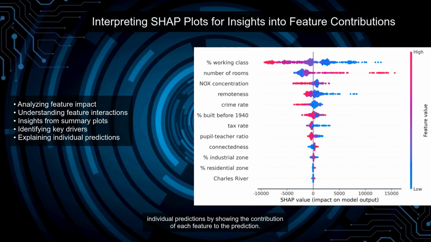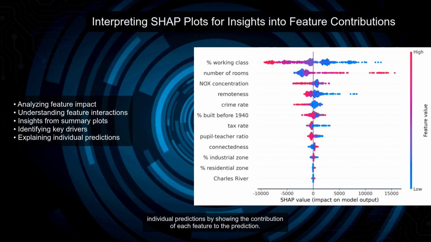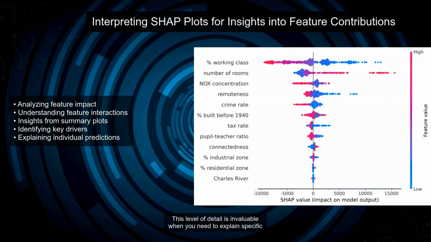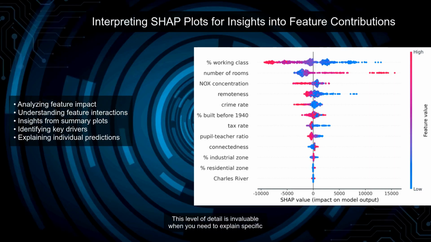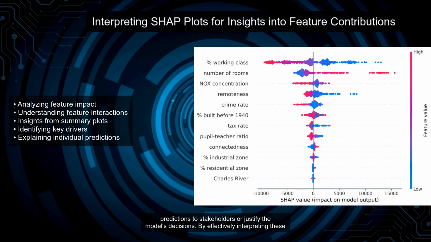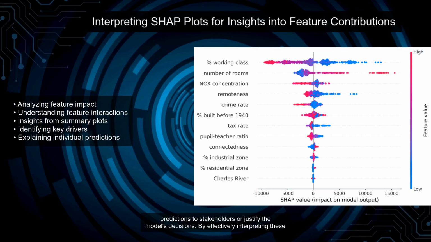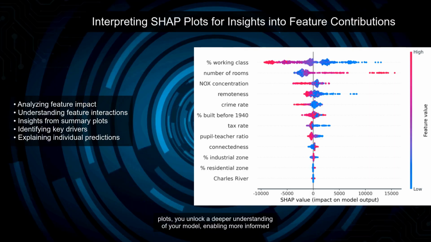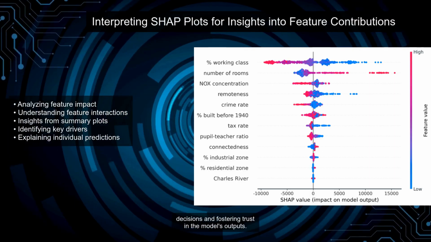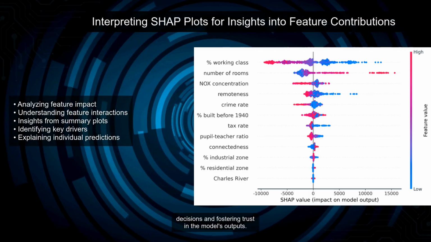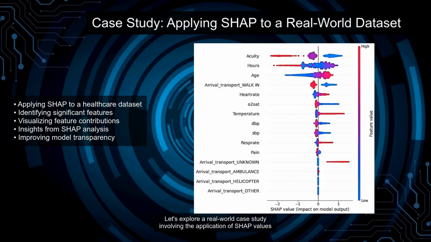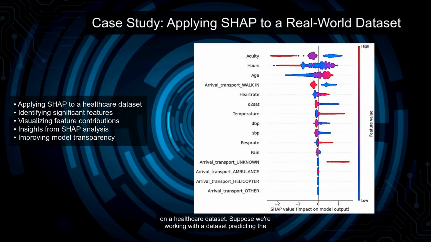Additionally, force plots help explain individual predictions by showing the contribution of each feature to the prediction. This level of detail is invaluable when you need to explain specific predictions to stakeholders or justify the model's decisions. By effectively interpreting these plots, you unlock a deeper understanding of your model, enabling more informed decisions and fostering trust in the model's outputs. Let's explore a real-world case study involving the application of SHAP values on a healthcare dataset.